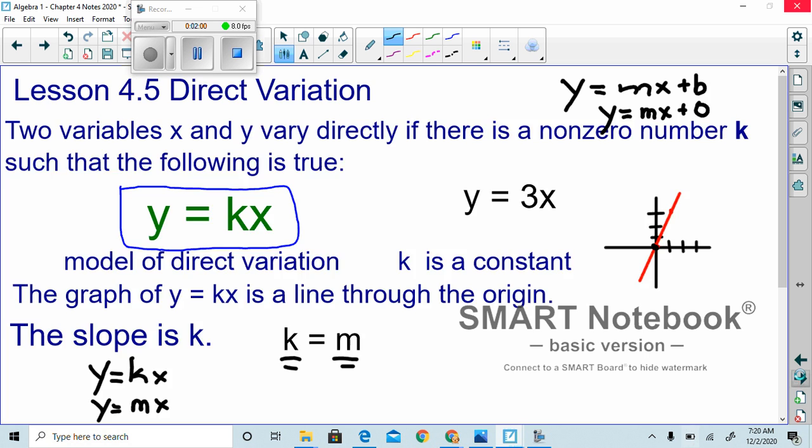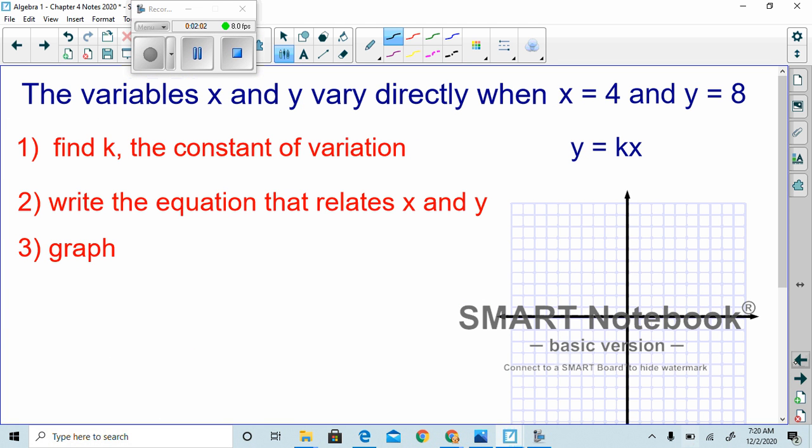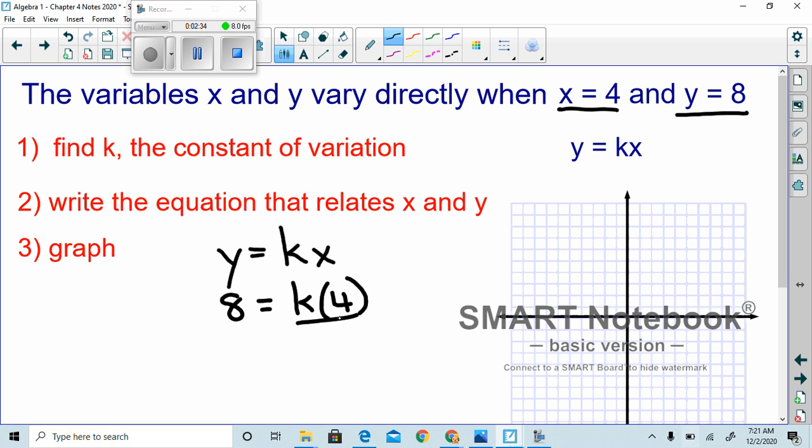We're going to see a statement that says something like, the variables x and y vary directly when x equals 4 and y equals 8. And they're going to ask us to find this constant of variation, k. There's not a lot to go on here, except that we go to our model, y is equal to kx. We already have a value for x and a value for y. Let's replace them into the model. 8 is equal to k times 4. In order to get the value of k, we just need to divide by 4, and we see that k is equal to 2.